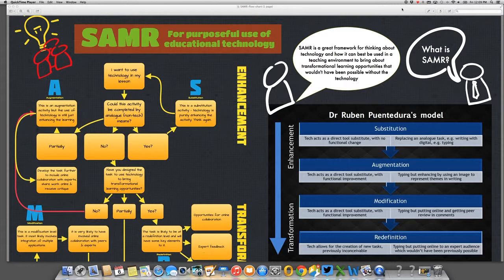And I would like for you to look at the example of a redefined lesson from an elementary classroom at Yorktown Elementary to kind of get an idea of what it looks like at that level.